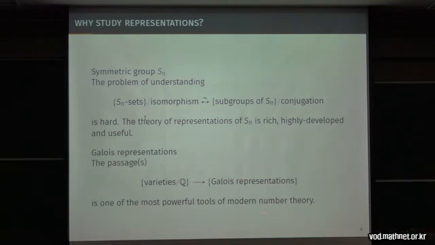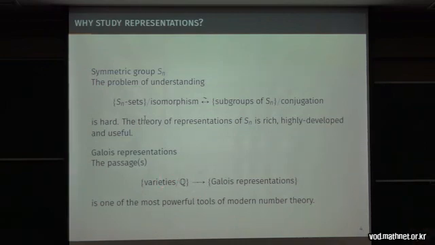But enormous recent progress has been made by various passages from a variety over Q to something called a Galois representation. So this is some kind of set, an object in the category of sets, whereas this is a linear object. And this passage is one of the most powerful tools in modern number theory.